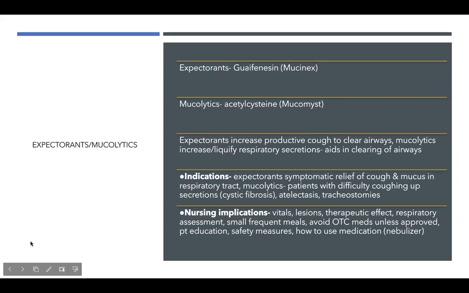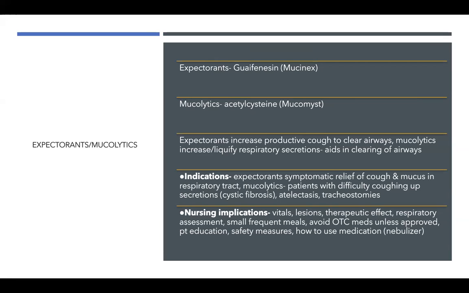So expectorants, so this is Mucinex, and then mucolytics is acetylcysteine. So expectorants increase productive cough to clear airways, and mucolytics decrease the thickness of respiratory secretions. So it helps to clear the airway. So we're kind of loosening and then getting rid of it using these.